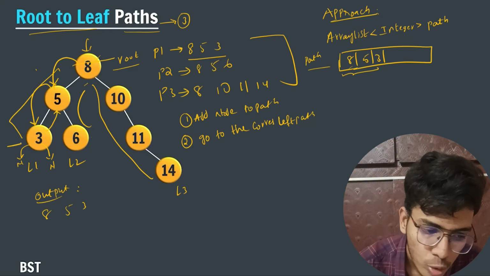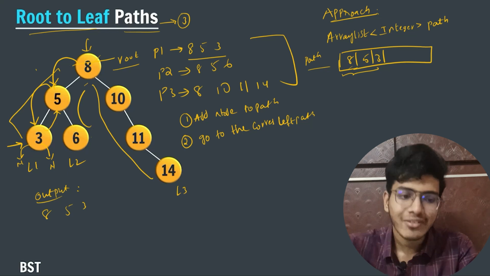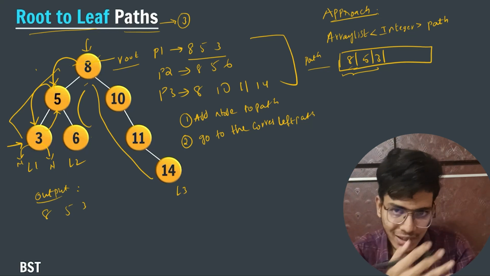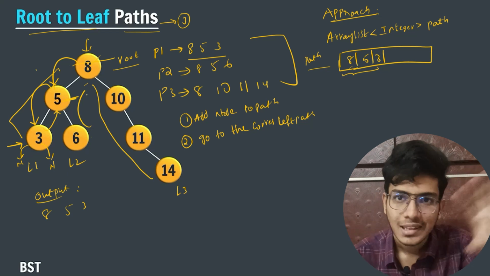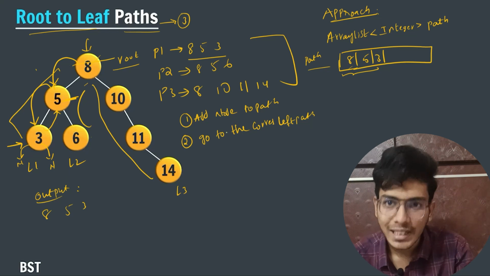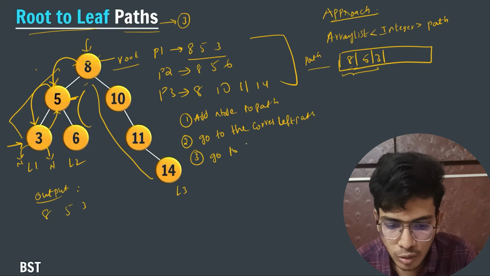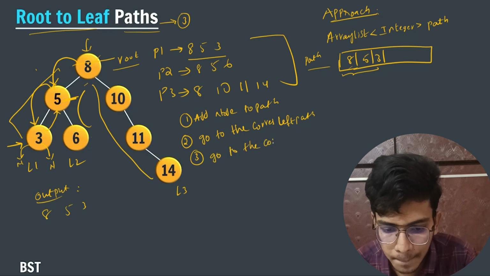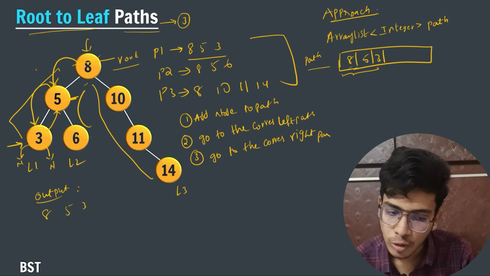So I am at node 3, and its previous function call is 5. So I will return back to 5. So for this fifth node, the left part function calling is completed. If the left part function calling is completed, then I will go to the corresponding right part.